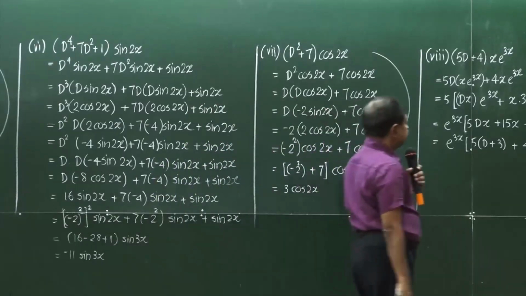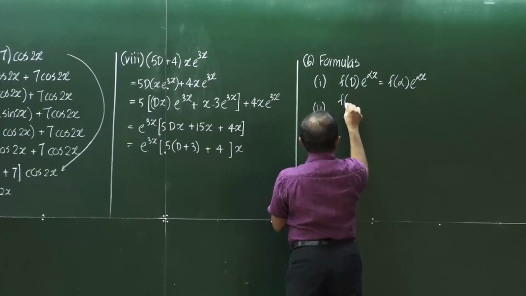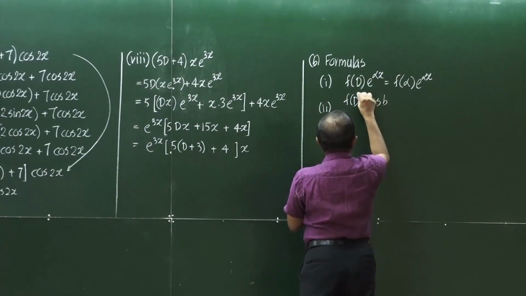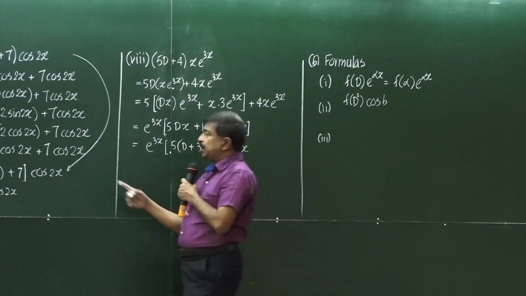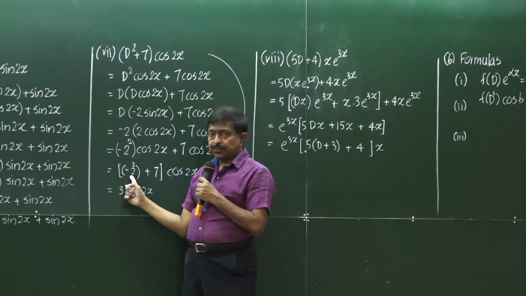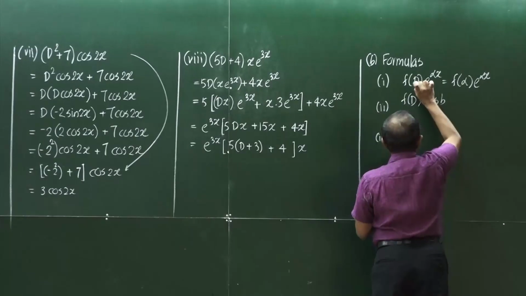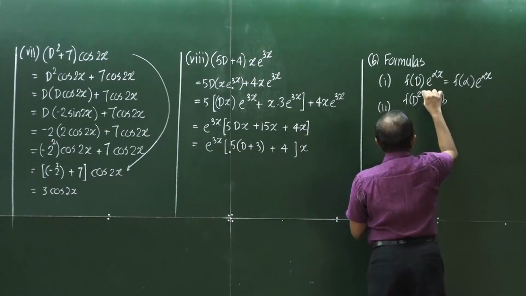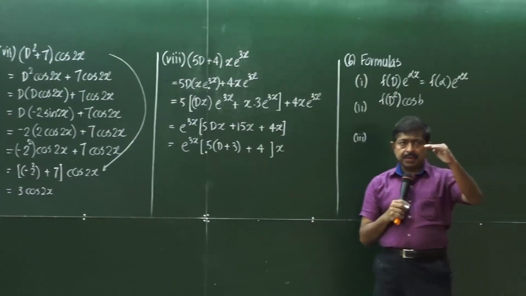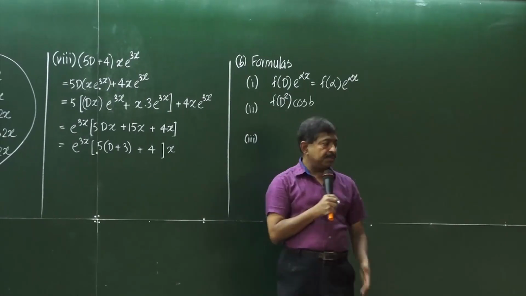So you can write, there are two formulas. F of d times cos bx, f of d squared. It should be a function of d squared. Wherever you have d squared, you put here minus b squared. The reason is this. When you differentiate 2 times, you get that. Right? Let me show you.